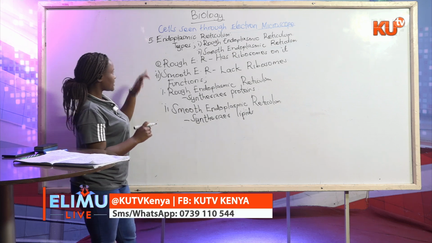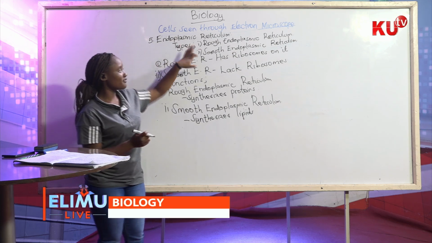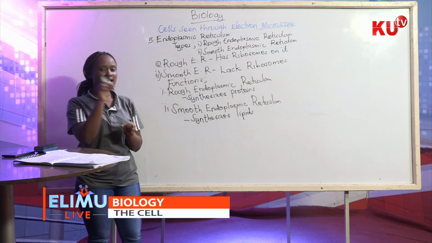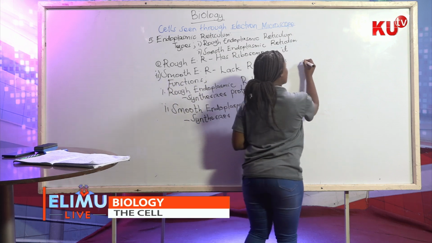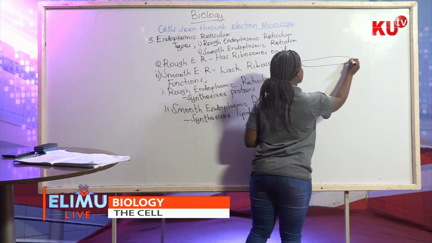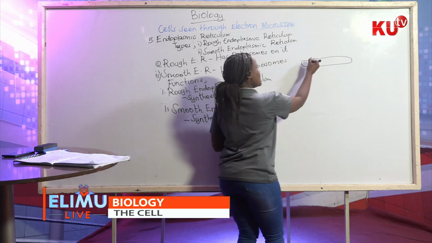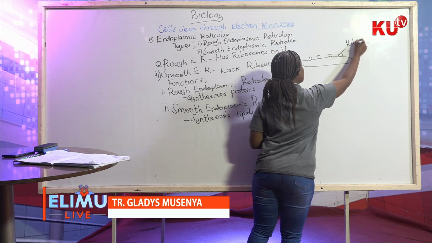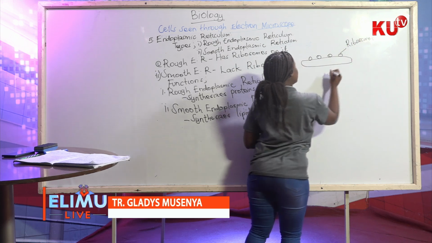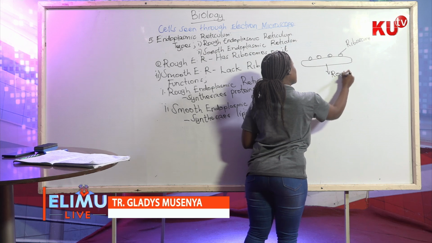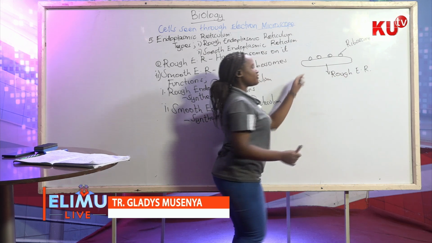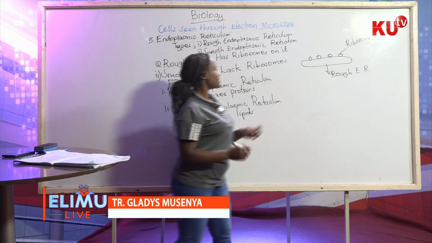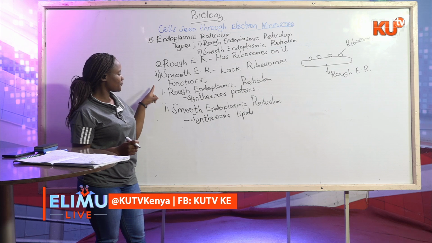Now we go to our next organelle. In the endoplasmic reticulum, we have two types, rough and smooth. The rough has ribosomes on it. This is the endoplasmic reticulum, and these are ribosomes. It definitely makes this a rough endoplasmic reticulum. If it doesn't have the ribosomes, it's going to be a smooth endoplasmic reticulum.